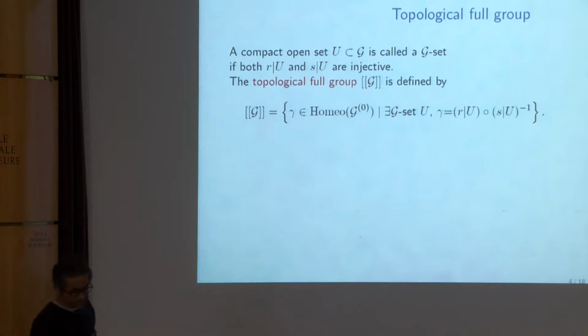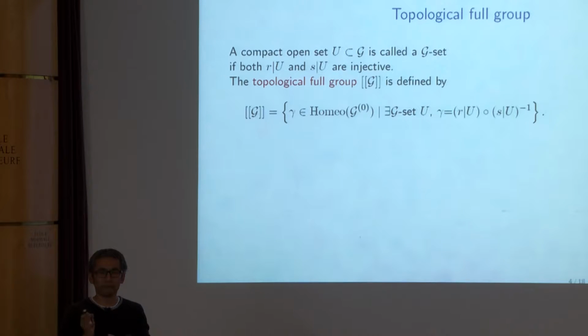So I can say that an element of the topological full group is a homeomorphism which is affiliated with our dynamical system.